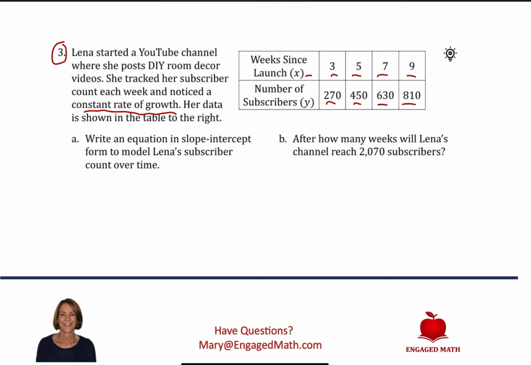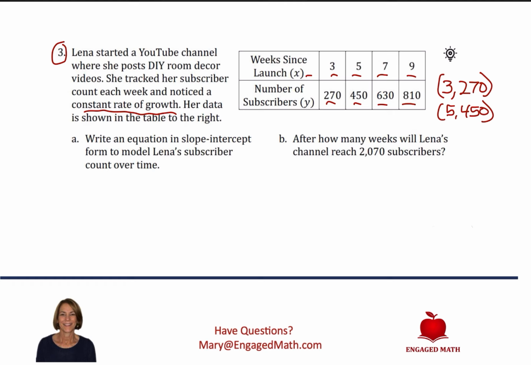I'm going to just pick the first 2 points. It doesn't really matter which 2 I pick, but I'm going to pick 3 as the x, and 270 has to match with that for the y. And then I'm going to take as our second point 450. But I want you to understand that it would be exactly the same if I had picked 7, 630 or 9, 810. Because it's a function that is linear, has a constant rate of growth, and we can represent it with a linear equation, it doesn't matter which 2 points we pick.